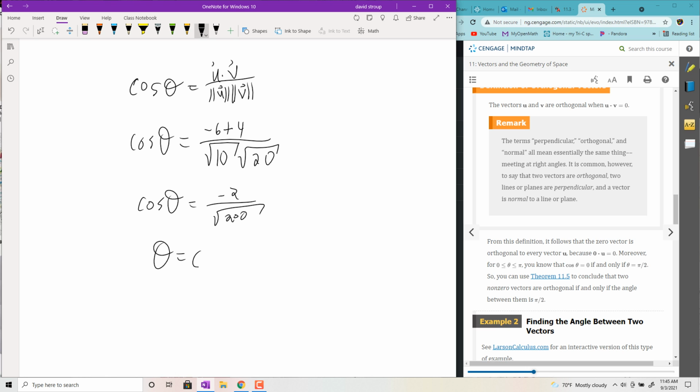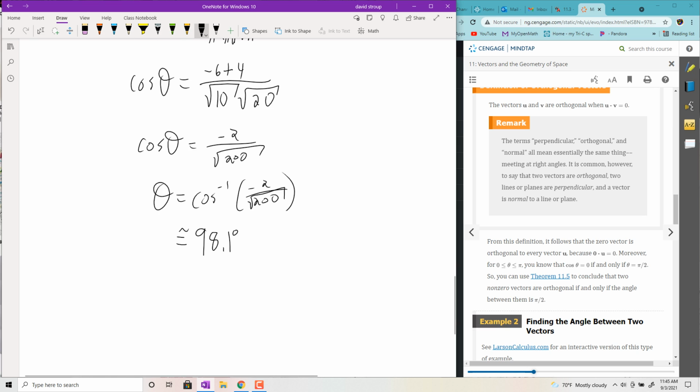Take cosine inverse on both sides, and then go to your calculator to get your approximation. Make sure you're in decimals. And it's approximately 98.1 degrees. So more than 90 degrees. So they're kind of going in opposite directions.